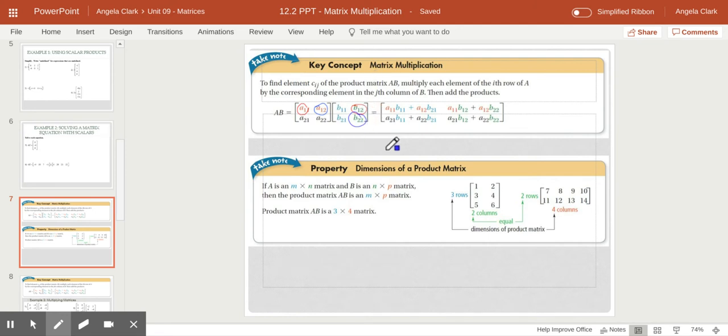Now again, I think this will make a lot more sense when I do it in detail with actual matrices. So I'm going to move on. So if you're a little confused, don't worry, I'm going to do examples.